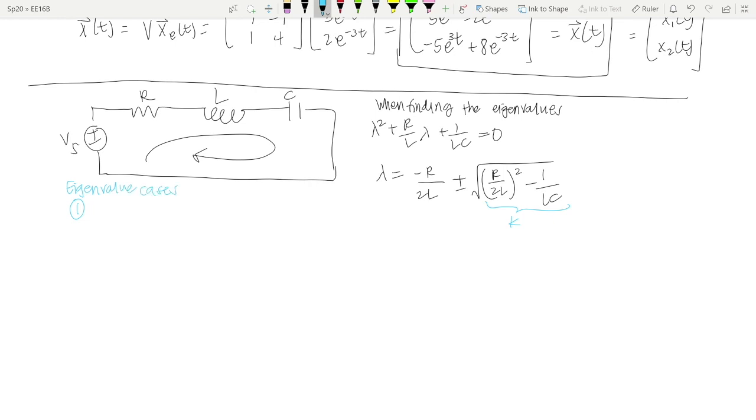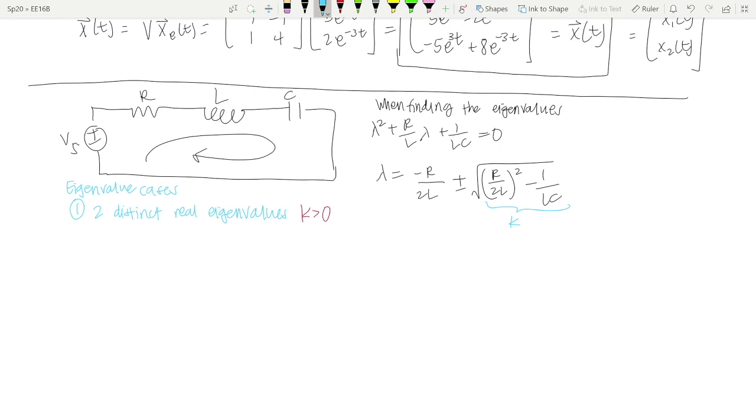So, one case is that you can have 2 distinct real eigenvalues. And this specifically happens when k is greater than 0, because then the square root is valid, and since it's not 0, then you're adding a value and then you're subtracting the same value.